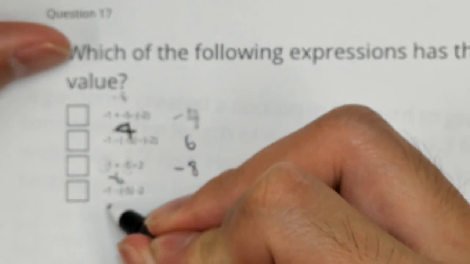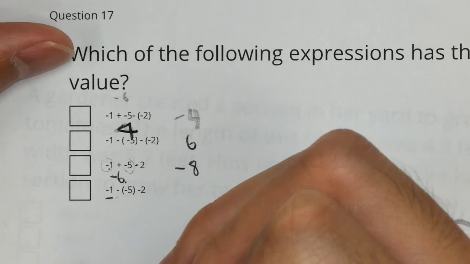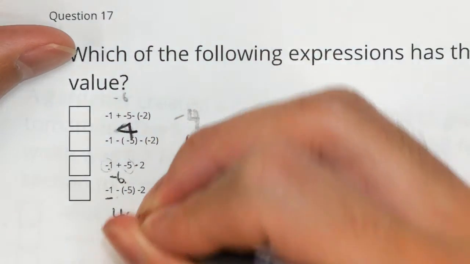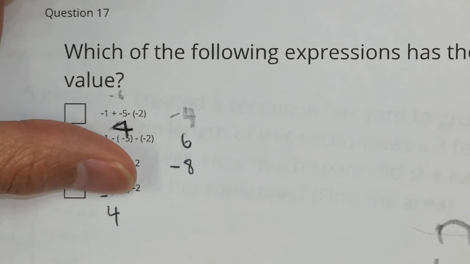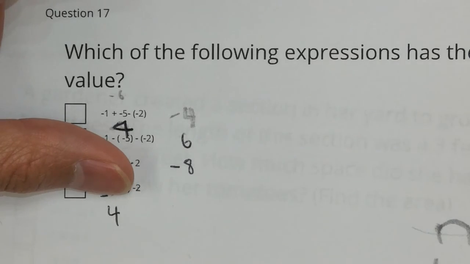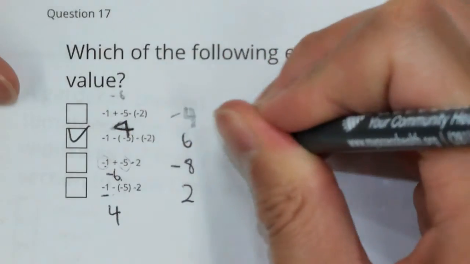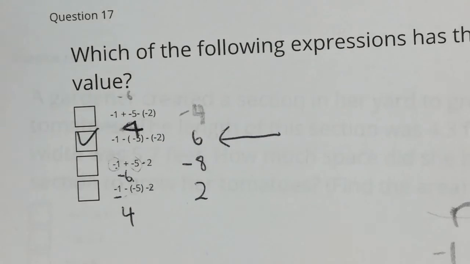Alright, last one is -1 minus -5. So I'm negative and I'm taking away negativity. So I'm going to get more positive. -1 minus -5 is 4. Then 4 minus 2, that's just like a straight up regular minusing problem. 4 minus 2, that's 2. So your answer is here, because out of these numbers, 6 is the biggest. And I asked you which one had the biggest, or the greatest value.